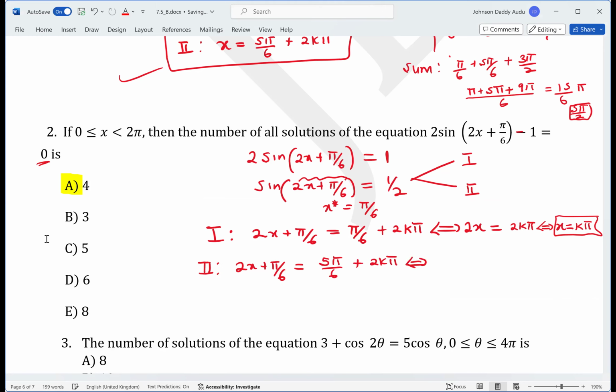And this will translate to what? It means that 2x is going to be, you take this here, so you will subtract pi over 6 from 5 pi over 6, which will give you 4 pi over 6 plus 2k pi, right?